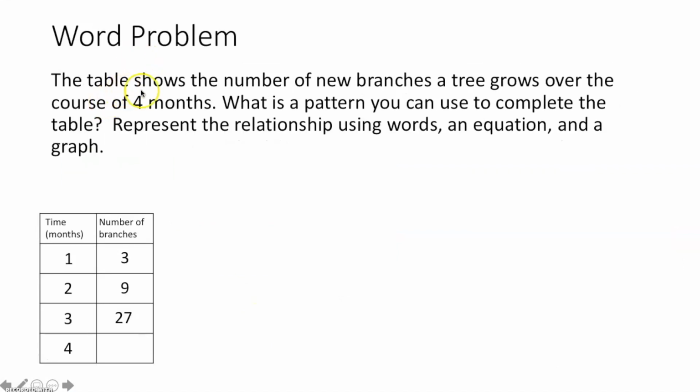Okay, the word problem says the table shows the number of new branches a tree grows over the course of 4 months. What is a pattern you can use to complete the table? Represent the relationship using words, an equation, and a graph. So first, here's our table. This is the relationship using a table.